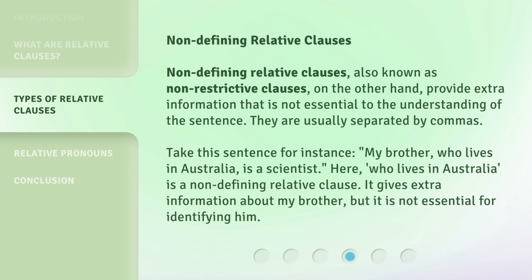Take this sentence for instance. My brother, who lives in Australia, is a scientist. Here, "who lives in Australia" is a non-defining relative clause. It gives extra information about my brother, but it is not essential for identifying him.